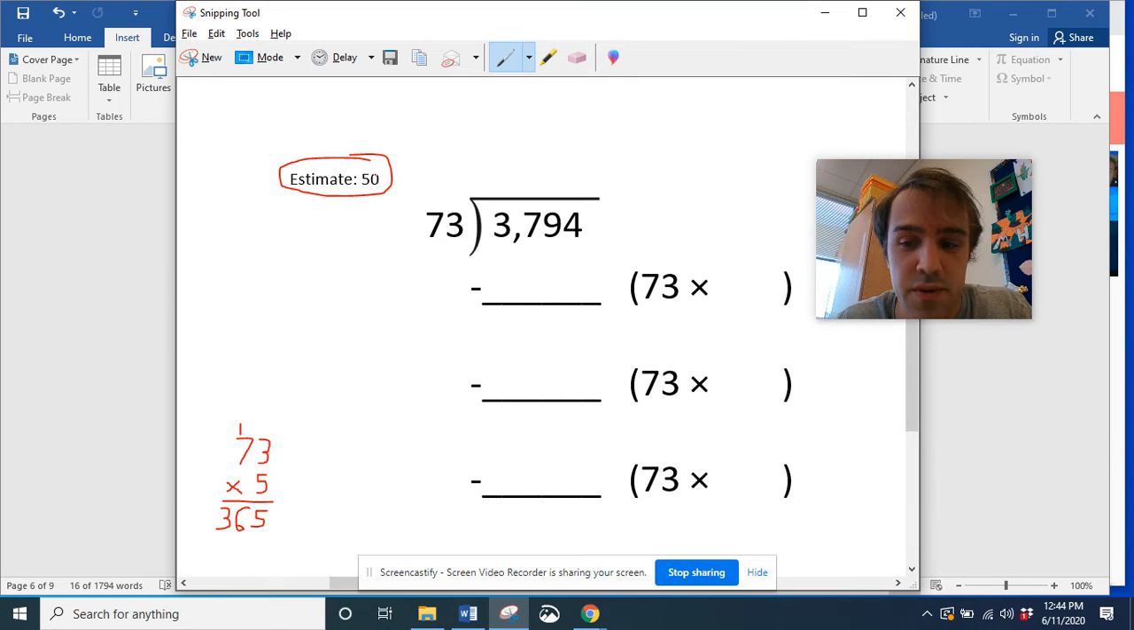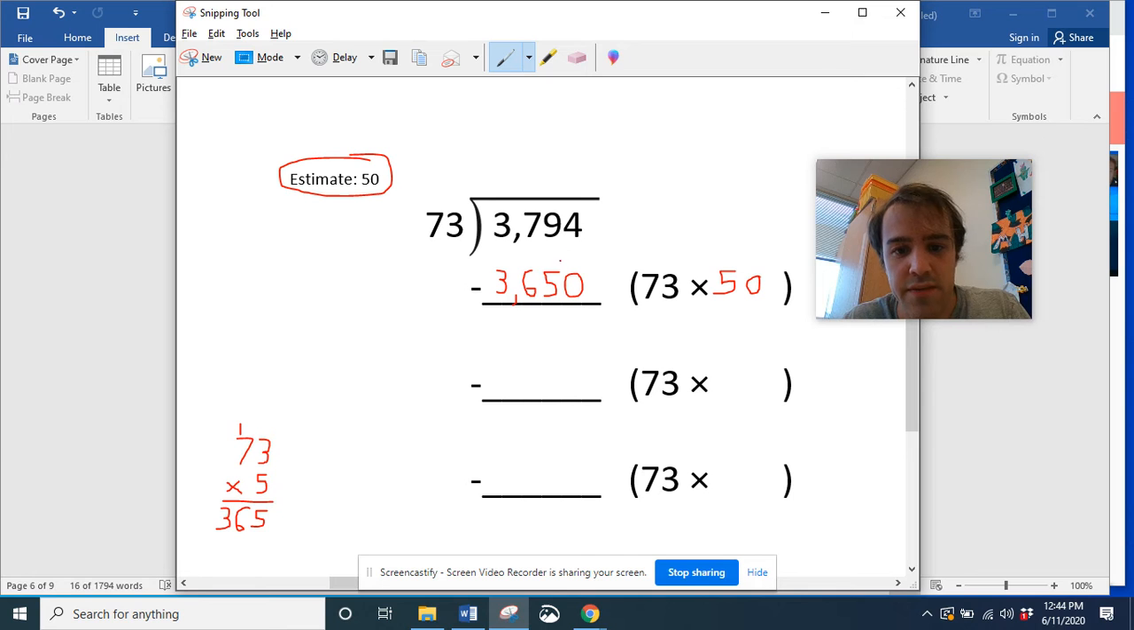But remember, my estimate was 50, and I want to use that to take away big groups. So instead of taking away a group of 5, I'm going to take away a group of 50. And 365 times 10, because we're doing 50, is 3,650. And look at this huge group that I'm taking away right off the bat in my first step. I already can tell that I'm not going to have very many steps here, which means I'm probably going to get it right because I'm doing this in a very efficient way.